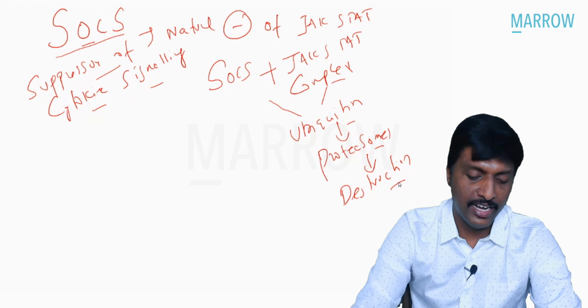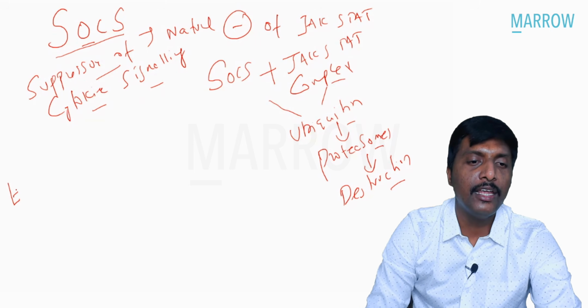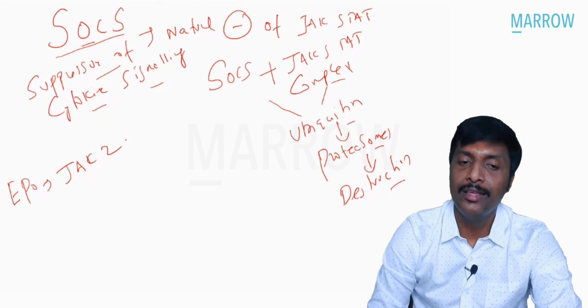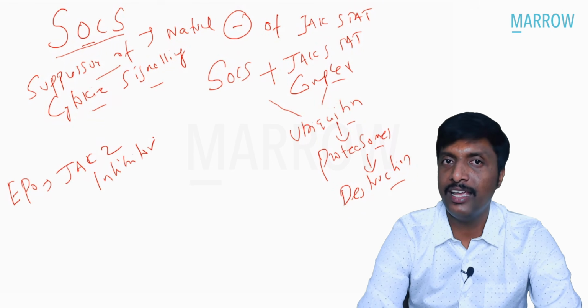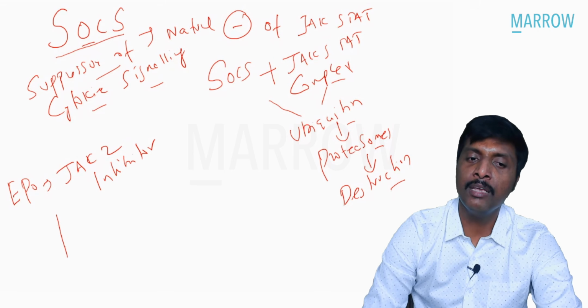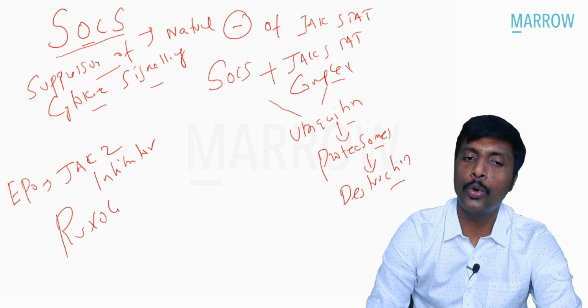Now, clinical significance, particularly erythropoietin, JAK2. There is an inhibitor. What is this inhibitor drug? Any idea? This inhibitor drug is ruxolitinib.